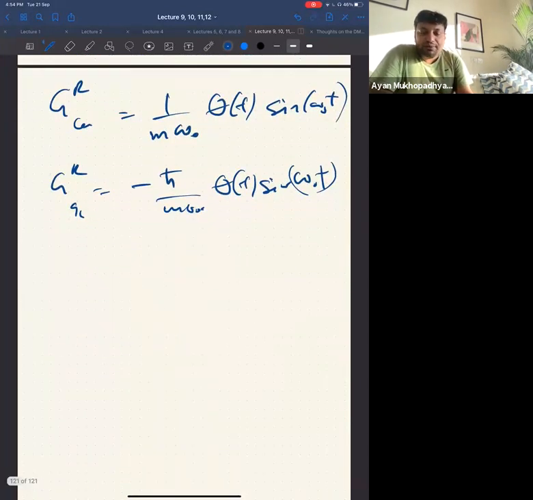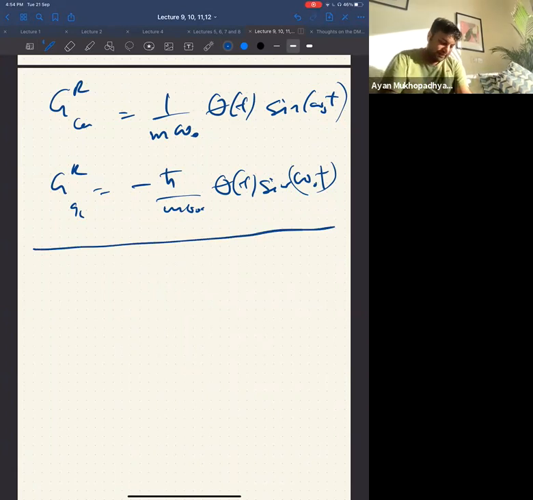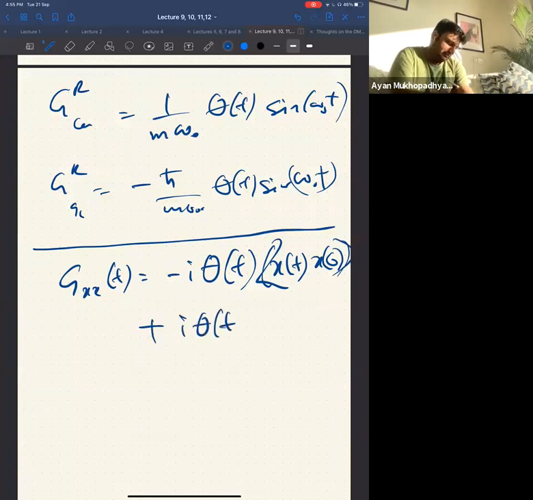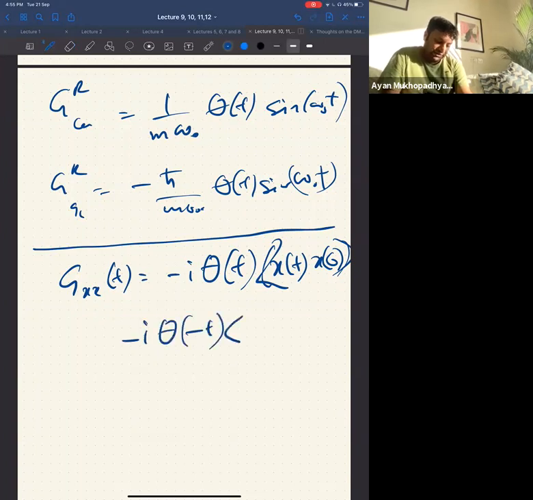But if you see, a Feynman propagator also satisfies the same equation, right? So let me show that to you, and this is going to be also very important for us. So let us say the Feynman propagator G(x, t) is equal to minus i theta t of the expectation value of x(t) x(0), and minus i theta minus t of the expectation value of x(0) x(t).